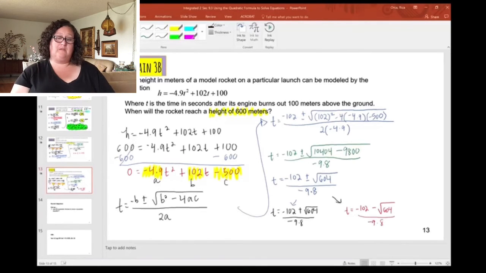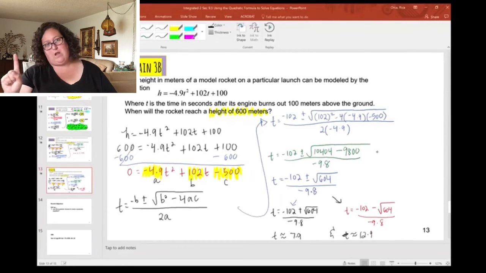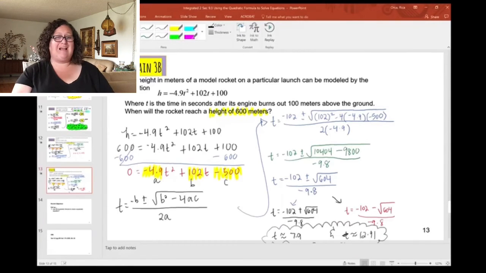When you type these into your calculator, you will get t is approximately 7.9 and t is approximately 12.91. And these are our solutions. Notice how we have two solutions, one at 7.9 and the other one at 12.91.